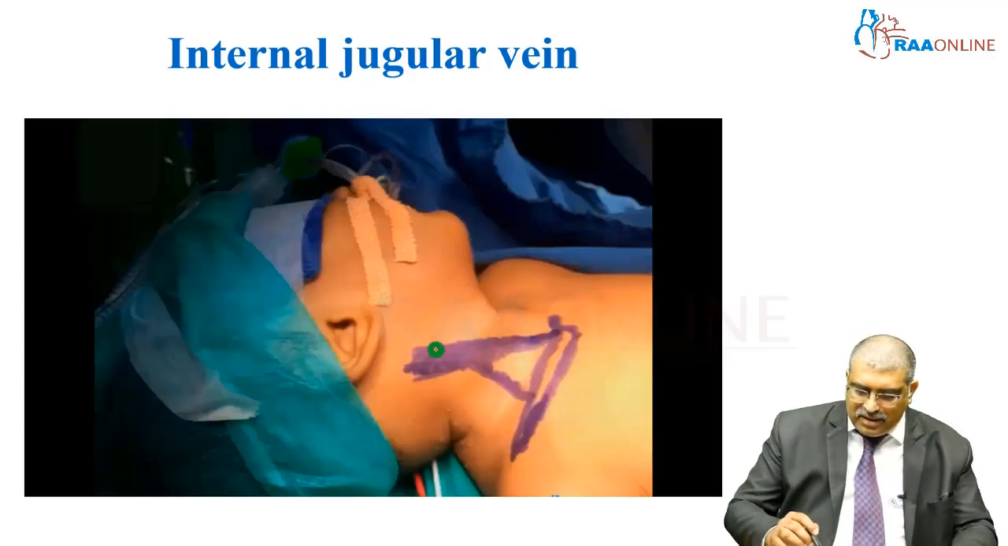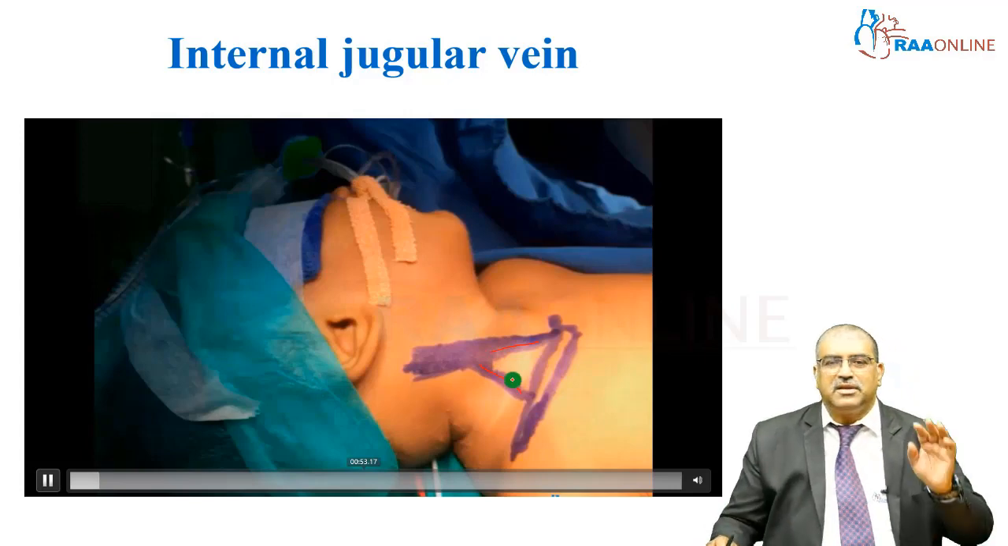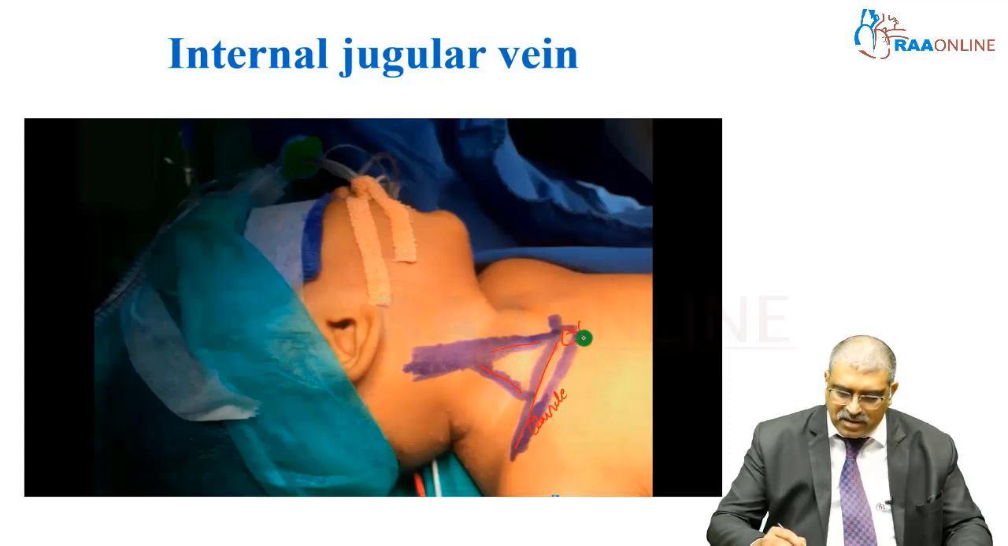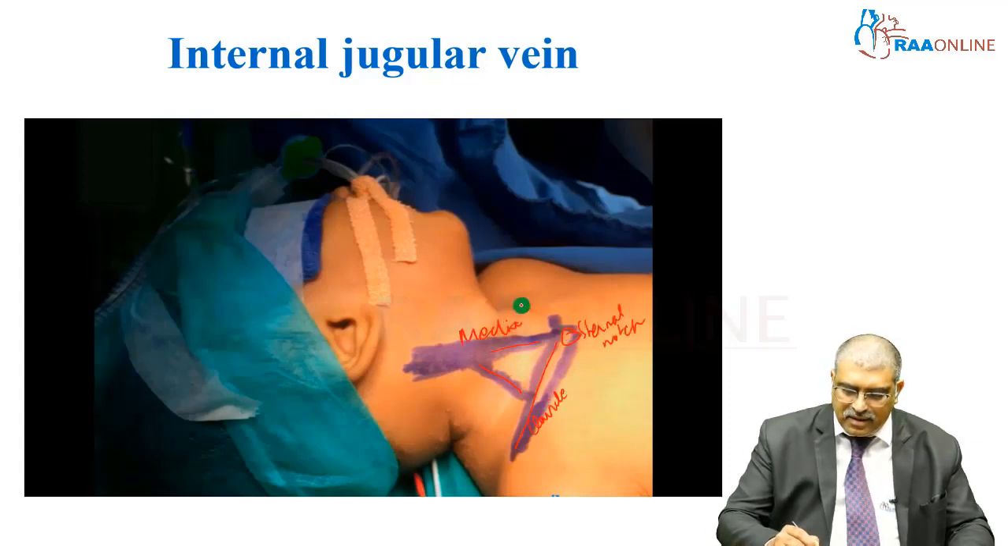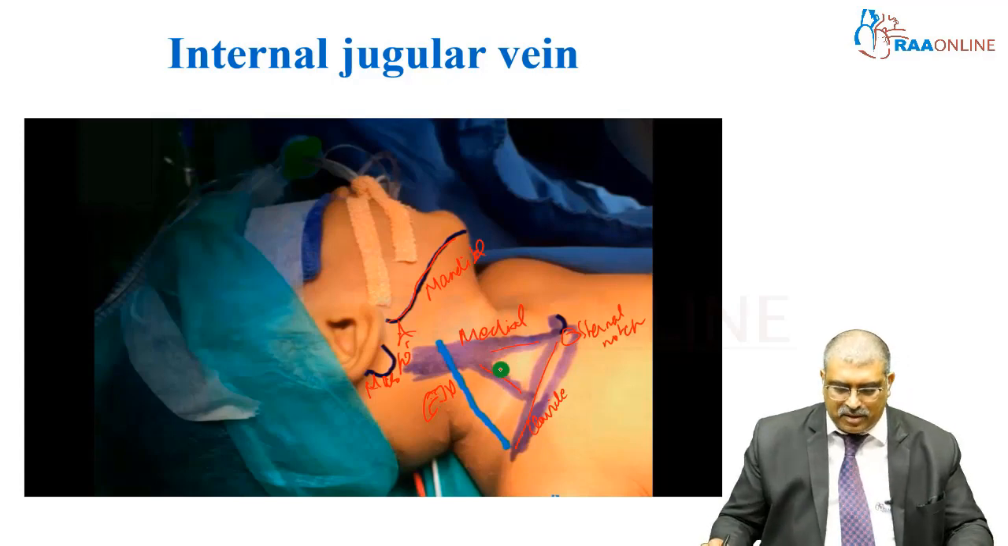Here you can see the medial and lateral head of the sternocleidomastoid, and you can see the clavicle, and this is the sternum. This is the sternal notch and this is the lateral head. This point is the mandible and you have the mastoid. This is the external jugular vein, which is 1 cm to the lateral head of sternocleidomastoid.